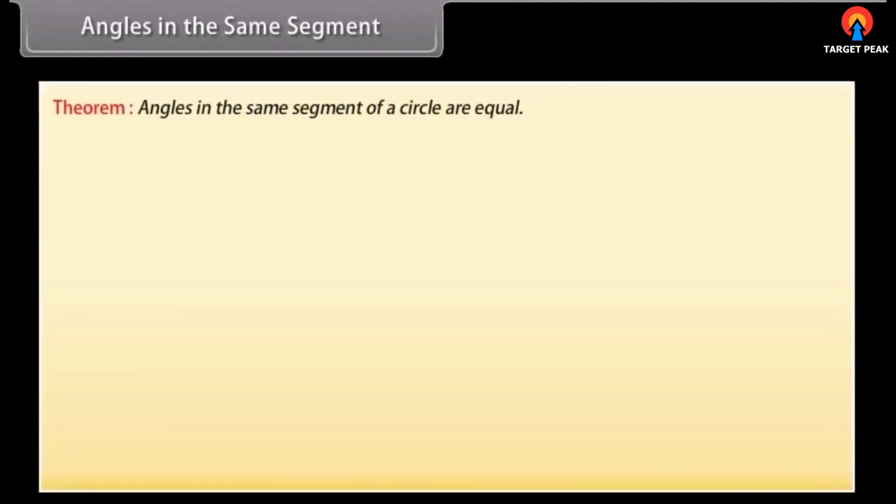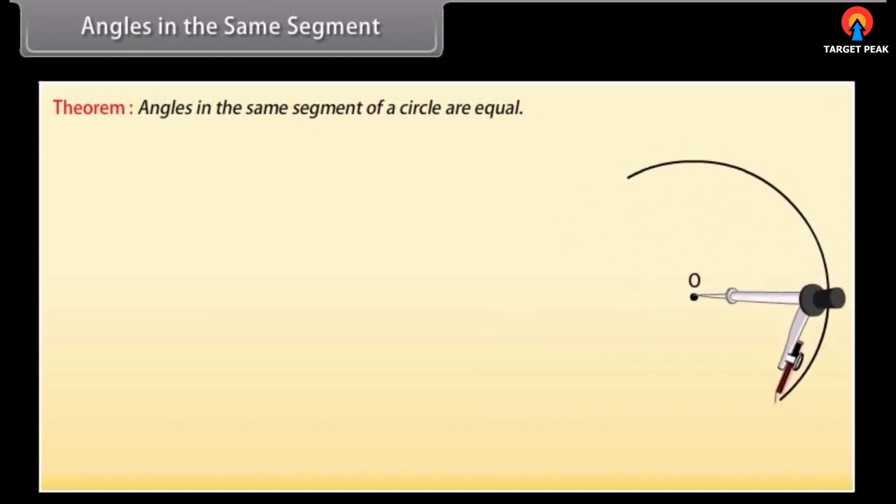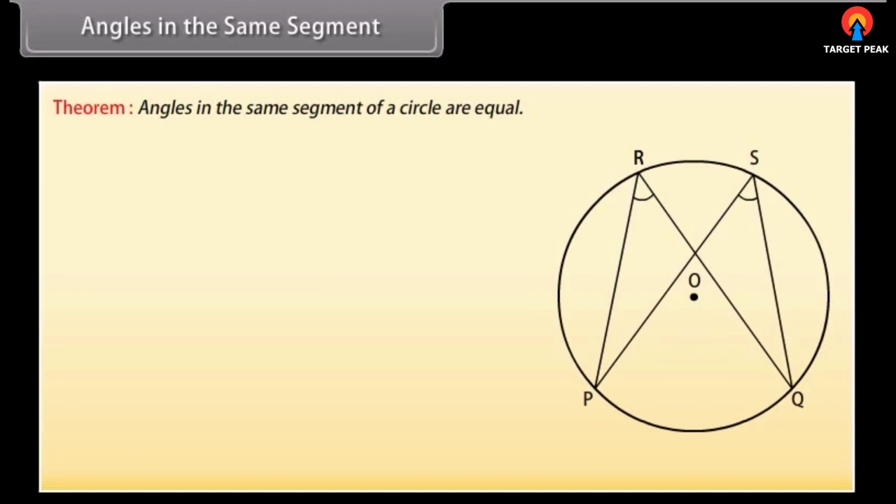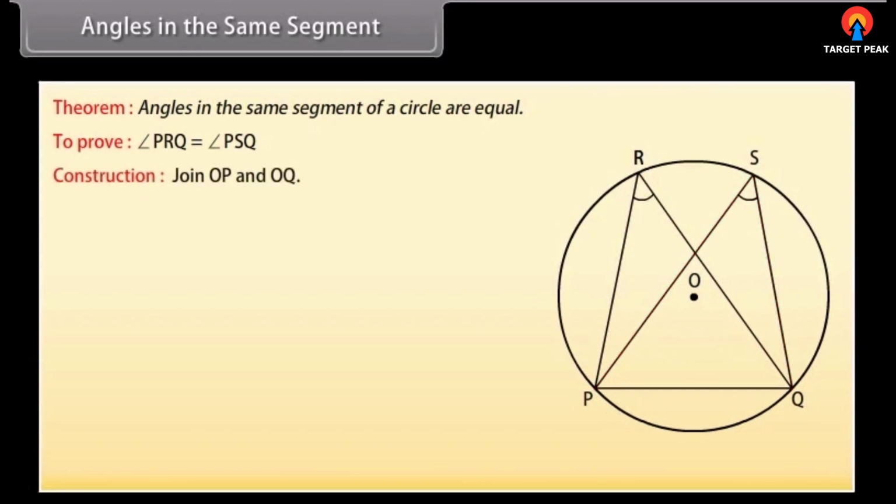Angles in the same segment. Theorem: angles in the same segment of a circle are equal. Given a circle with center O, and the angles angle PRQ and angle PSQ in the same segment formed by the chord PQ or arc POQ. To prove: angle PRQ is equal to angle PSQ. Construction: join OP and OQ.